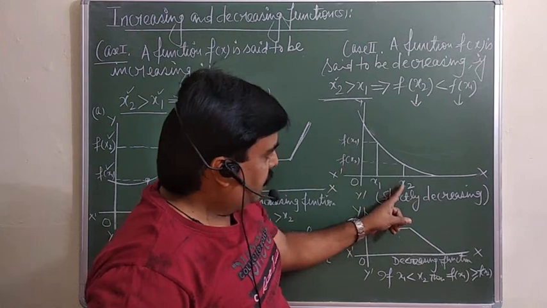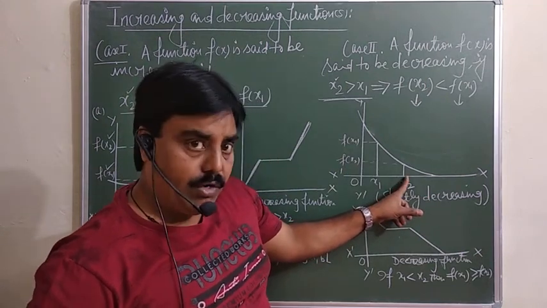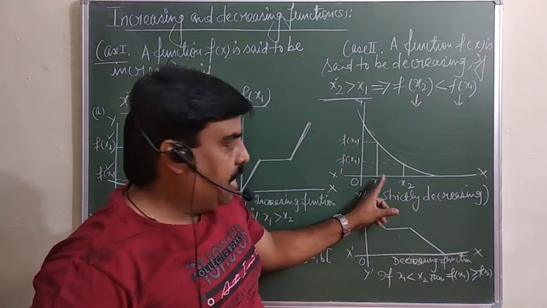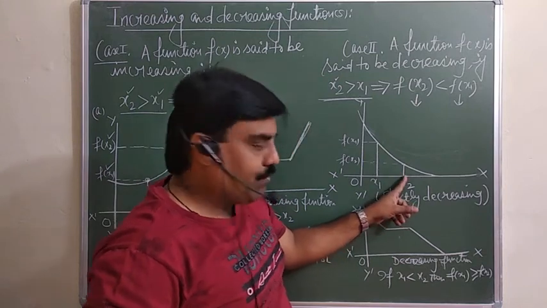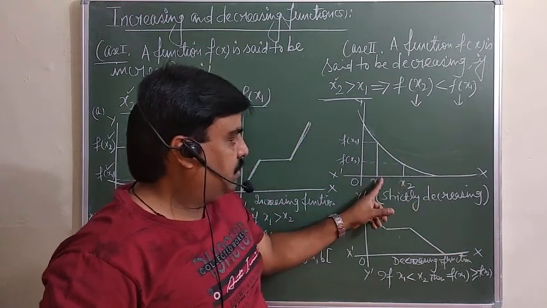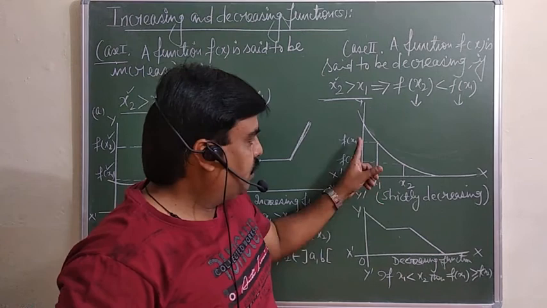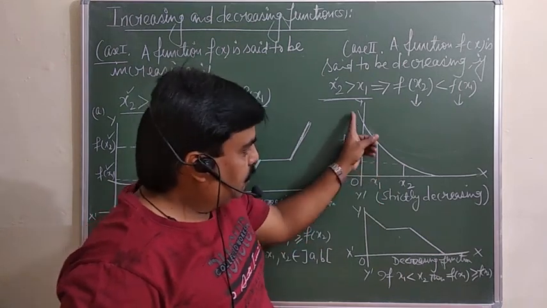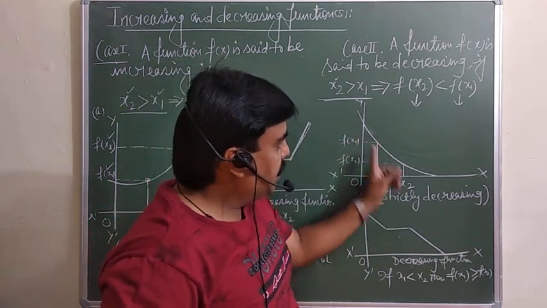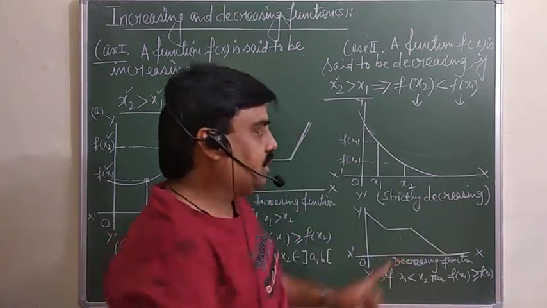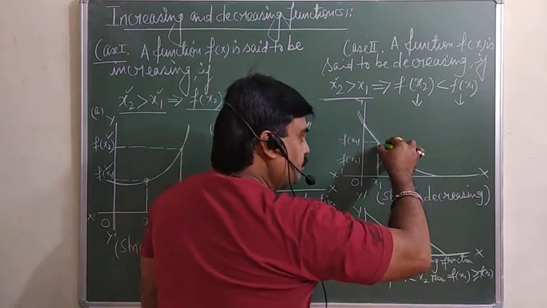So look here now. The value of x2 we are taking is greater than the value of x1, but the value of the function at x2 is less than the value of the function at x1. So this is a function which is decreasing, and it is strictly decreasing. It is going to keep decreasing.